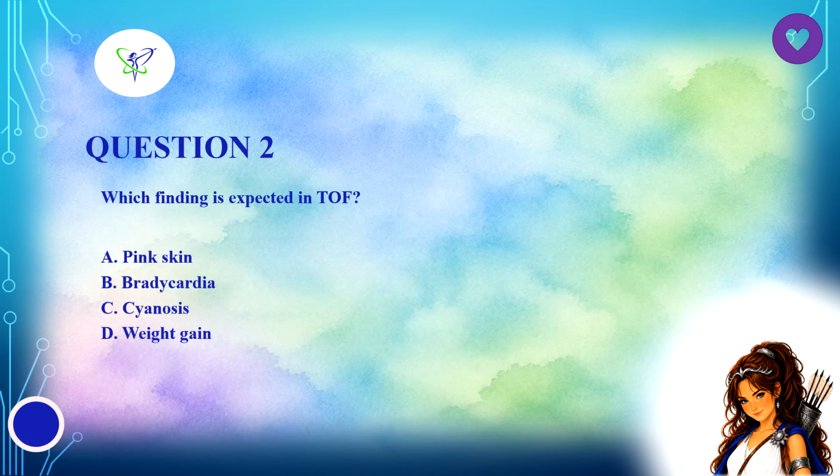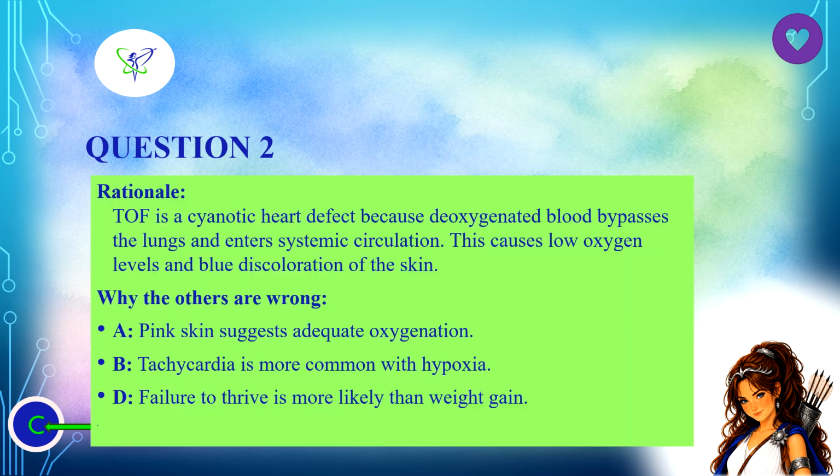Thanks, Artemis. Question 2. Which finding is expected in Tetralogy of Fallot? Pink skin, bradycardia, cyanosis, or weight gain? I'm going to say C, cyanosis. Artemis is going to give us some rationale.